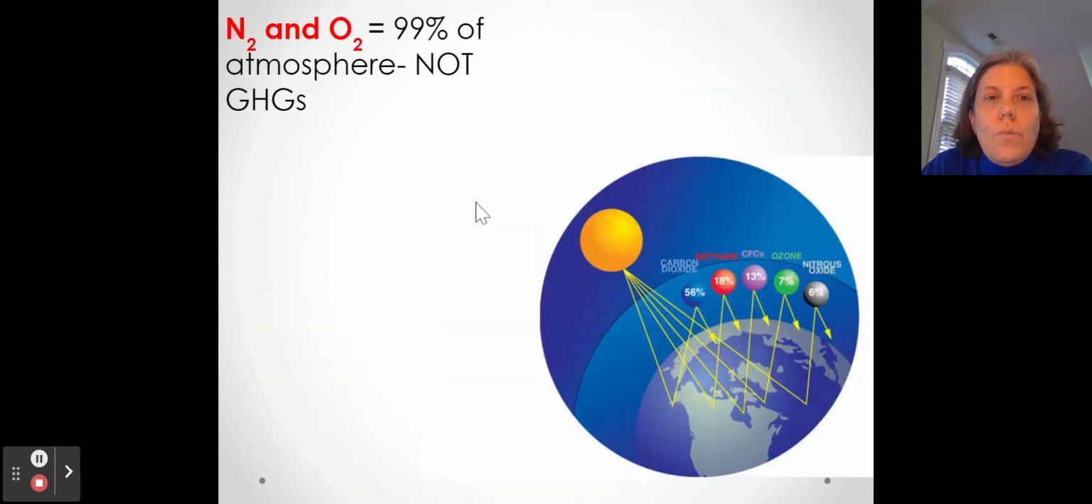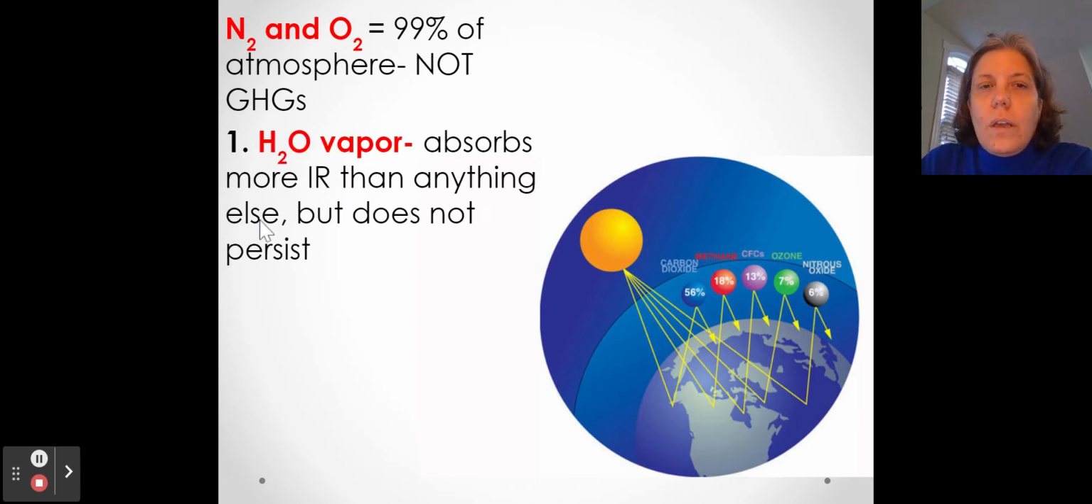Okay? So what are greenhouse gases? If you take a look at the chart here, a page after the diagram, what are greenhouse gases? So nitrogen and oxygen are not greenhouse gases. They make up 99% of the atmosphere. We don't include these in the greenhouse gases. So here are all the other gases that we do include, and we call these greenhouse gases. One is water vapor, which absorbs more infrared radiation than anything else, but because water vapor is so short-lived, it doesn't persist, and therefore it's not going to hang around too long, so it's not too much of a problem.